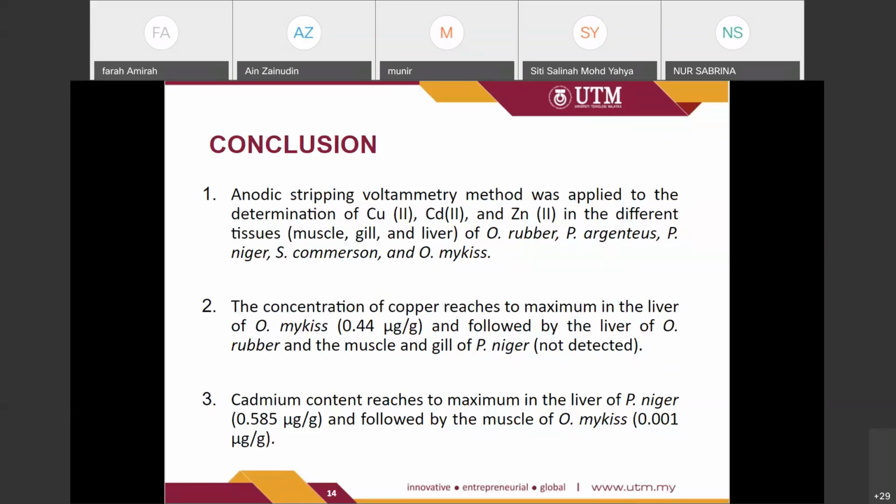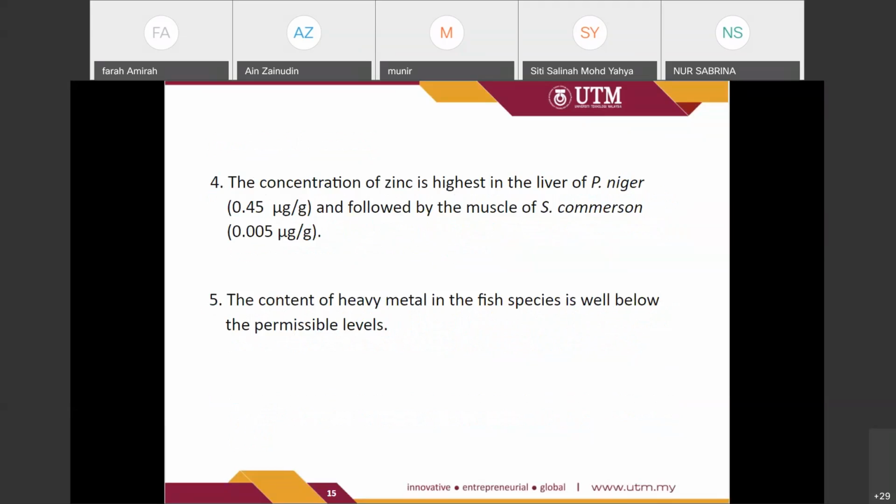which is not detected. Cadmium content reaches the maximum in the liver of P. niger, followed by the muscle of Omyces, 0.001 microgram per gram. The concentration of zinc is highest in the liver of P. niger, 0.45 microgram per gram, followed by the muscle of S. commerson, 0.005 microgram per gram. The content of heavy metal in the fish species is well below the permissible levels. That's all from us. Thank you.